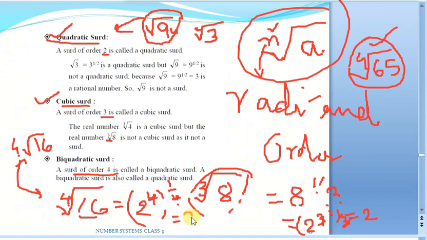Is 2 an irrational number? No, it is a rational number. So the entire value of this particular thing is a rational number. Will it be a surd now? No. So that is why it is not a biquadratic surd either. For becoming a biquadratic surd, first of all it has to be a surd. So we can't call this a biquadratic surd, but this one is a biquadratic surd. So that is naming the surd depending upon the order of the given surd.